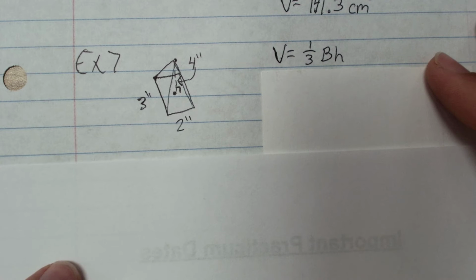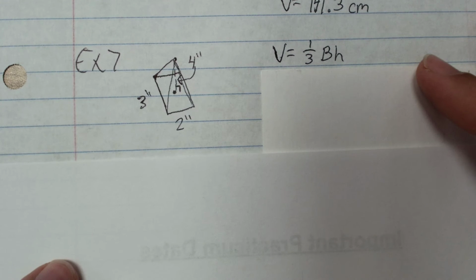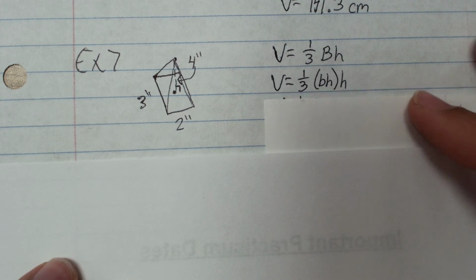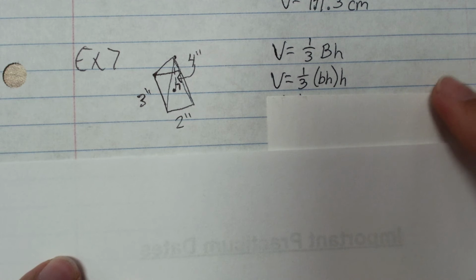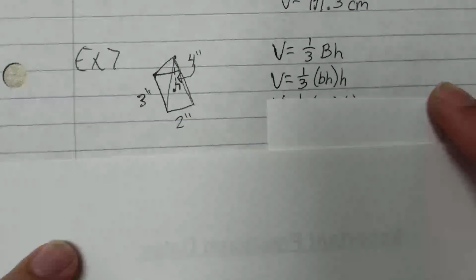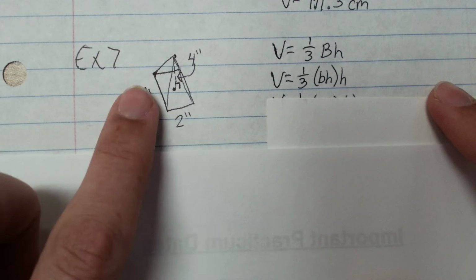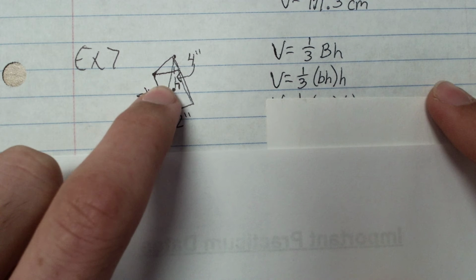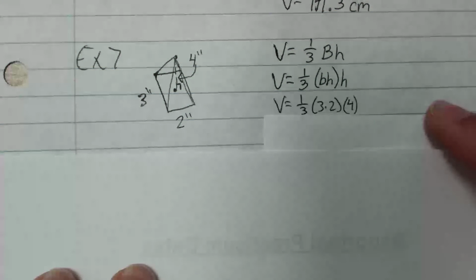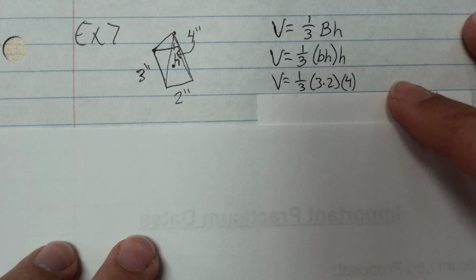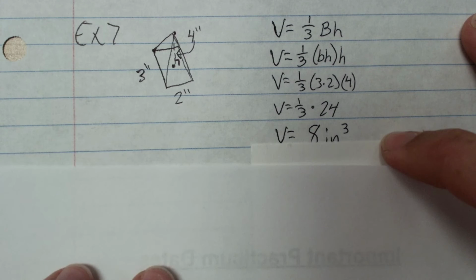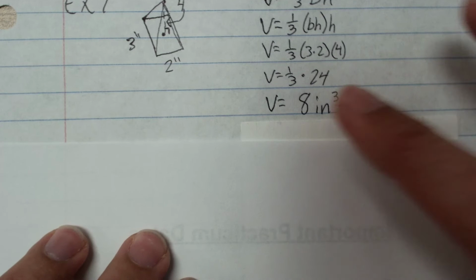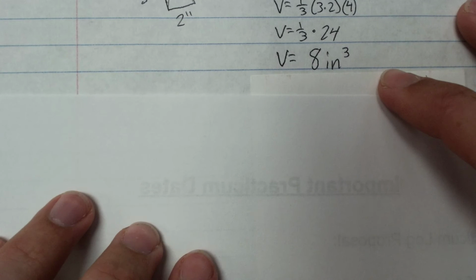Now the area of our base formula is going to be a rectangle. So you could do 1/3 of length times width times height, or you could do 1/3 base times height. Either one's the same. And that base and height are going to be this 3 and 2. The height of your pyramid is the 4. So 3 times 2 is 6, times 4 is 24. 1/3 of 24 is 8. Remember, multiplying by 1/3 is the same thing as dividing by 3.